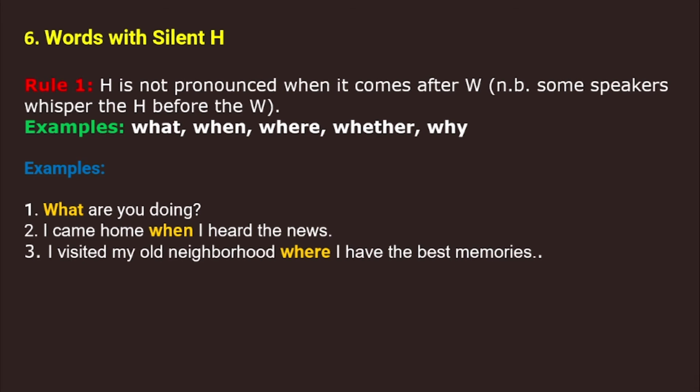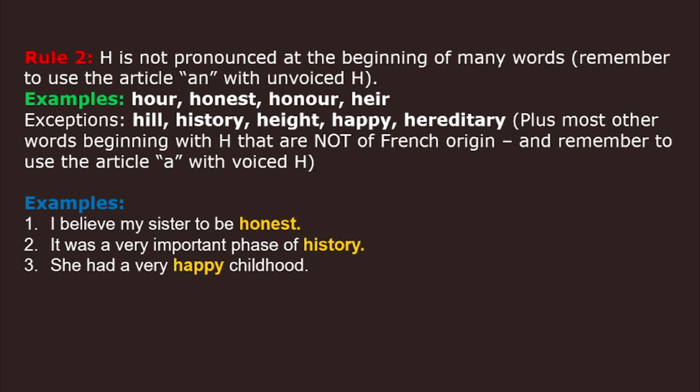Let's look at the examples with silent H. What are you doing? I came home when I heard the news. I visited my old neighborhood where I have the best memories. Rule number 2: H is not pronounced at the beginning of many words, and remember to use the article "an" with unvoiced H. Let's look at the examples.